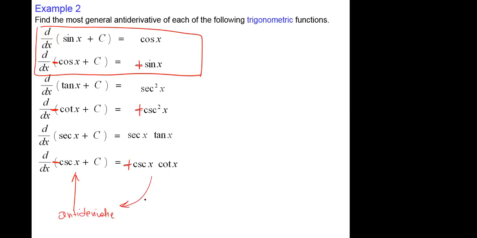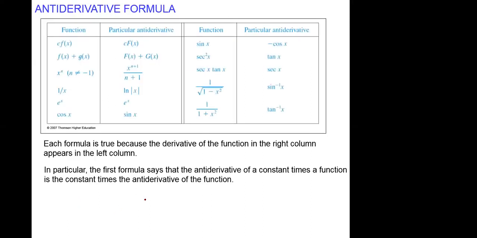Antiderivative for the right-hand side. Okay, and then I have a table. Yeah, it is in your textbook. That means what is important? Important is this formula for the anti-differentiation of x to the power of n.